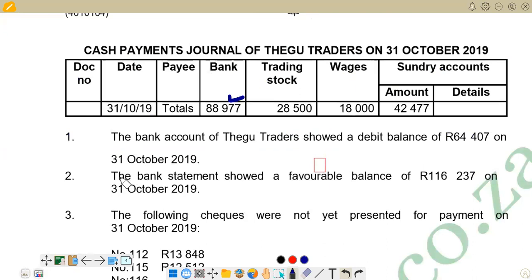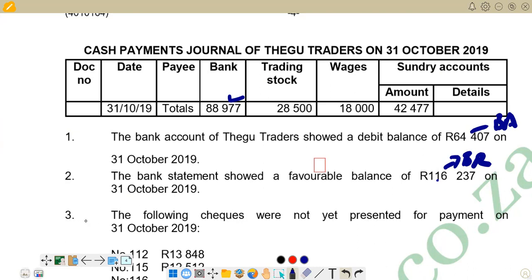So I will come here. You see that the first one is saying the bank account of the trader shows a debit balance of 64,407. You are going to enter this in the bank account, so you skip that. And then the bank statement shows a favourable balance of 160. This is going to be the opening balance in the bank reconciliation. So this one is the bank reconciliation, and this one is the bank account. So this is what we have.